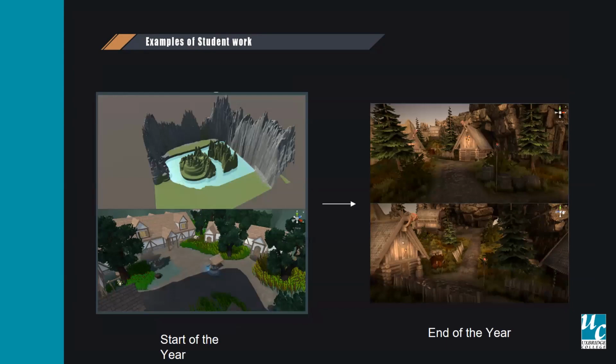So again, some more examples. This is the kind of progress that we hope to see you make this year. This is some of our first year students' progress over the course of the year, starting off with some basic level design. And then by the end of the year, after going through the content of the lessons and putting hard work and practice into it, they finally got to a pretty good endpoint.